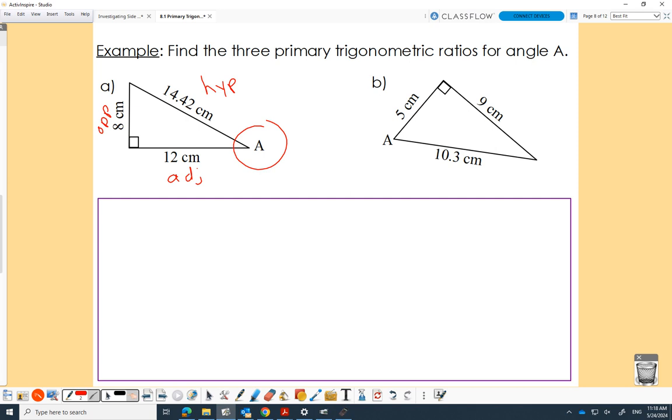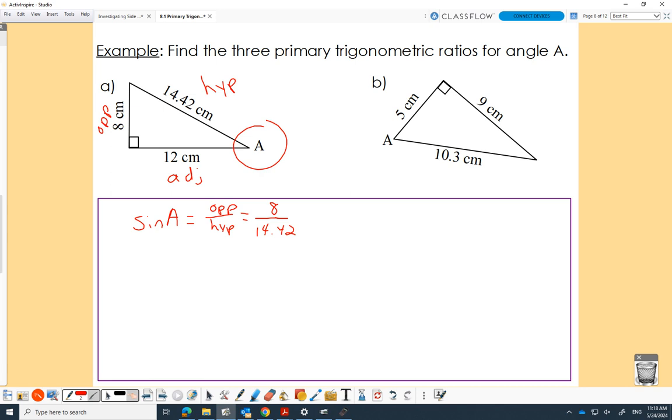It says find the three primary trig ratios, which are sine, cos, and tan. Right in your calculator, you can see them. Sine, cos, tan. Now, sine is opposite over hypotenuse. So you'd write, okay, that's opposite. I've been teaching too much grade 12, yes? Sine A is opposite over hypotenuse. And so that's 8 over 14.42.